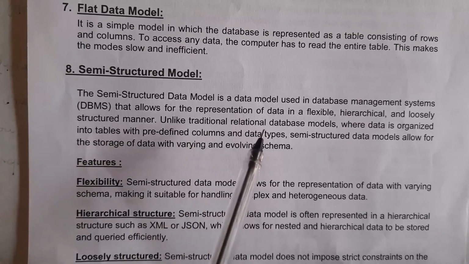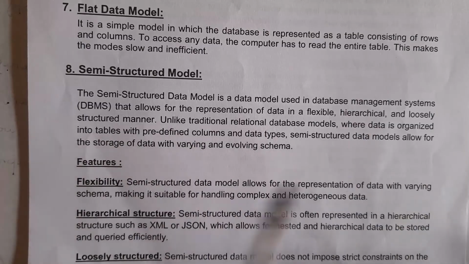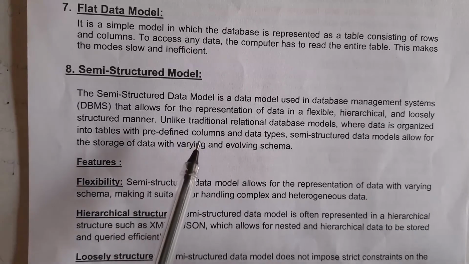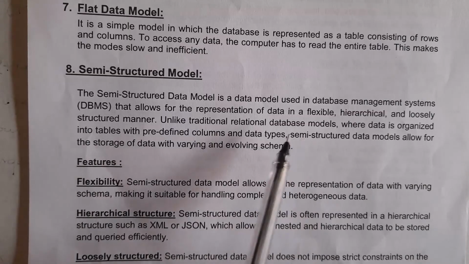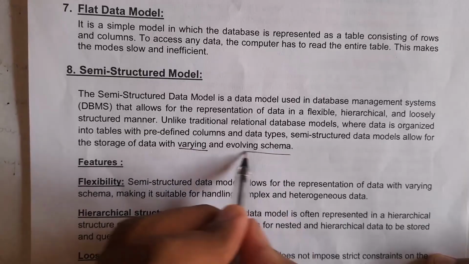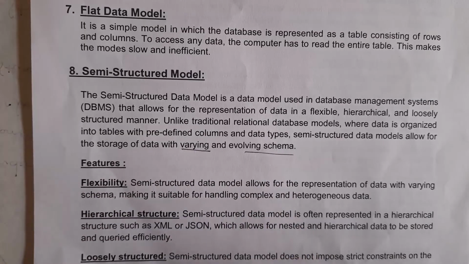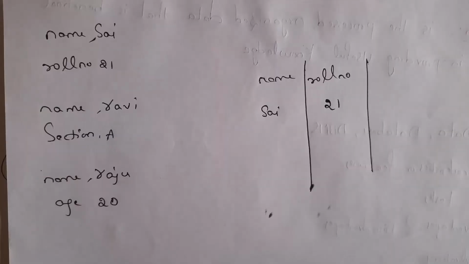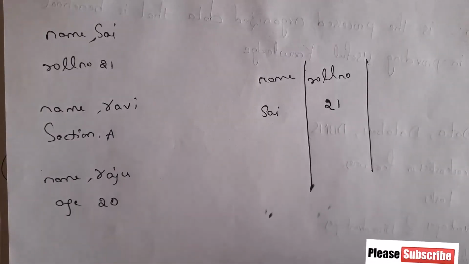Unlike traditional relational data models, where data is organized in the form of tables with predefined columns and data types, semi-structured data models allow for the storage of data with varying and evolving schema. Guys, I will give one example so that you can clearly understand what a semi-structured model is. If you consider the relational model, in the relational model we store data in the form of tables.